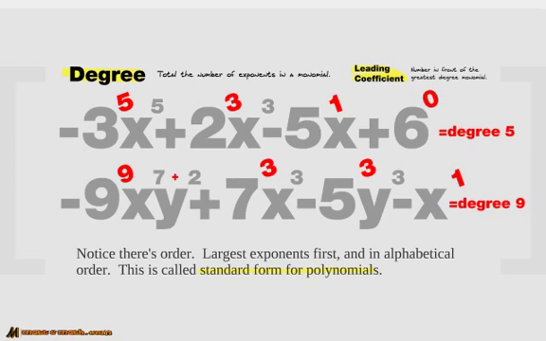Well, let's put all those together. It's the number in front of the greatest degree. Well, here, the greatest degree here is a 5. So what number is in front of x to the 5th? It's -3. So the -3 is the leading coefficient here in this polynomial.